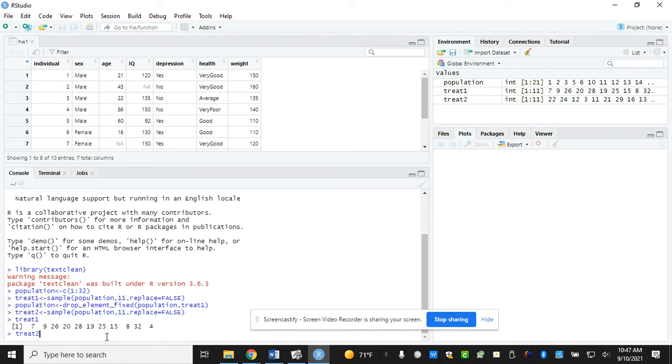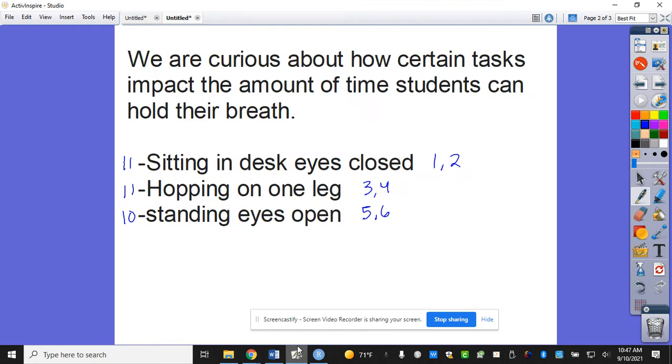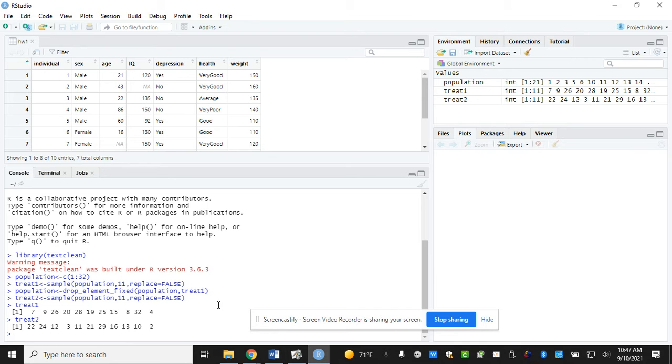And then treatment 2, and these are the people who will be hopping on one leg. 22, 24, 12, 3, 11, 21, 29, 16, 13, 10, and 2. Raise your hands high so I can count those. Make sure 1, 2, 3, 4, 5, 6, 7, 8, 9, 10, 11.